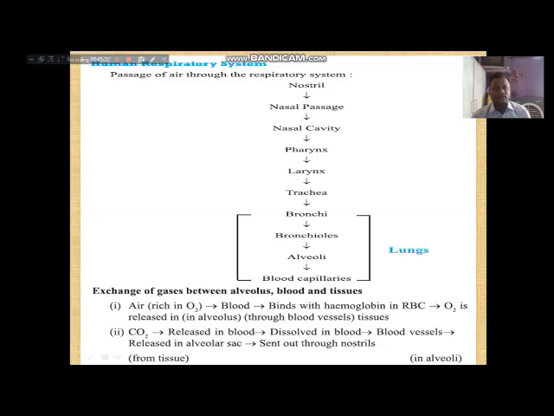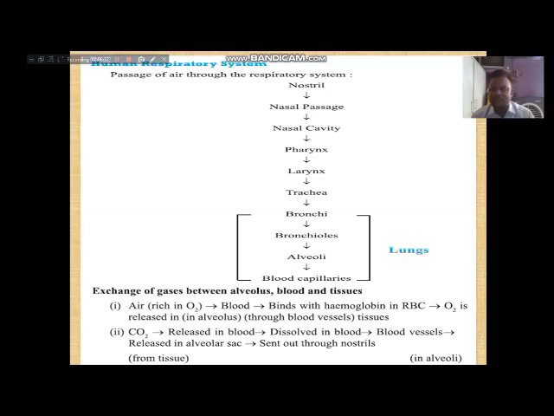Okay, now how will it take place? When the air, which has a rich amount of oxygen, enters into our nostrils, it finally reaches the end point, the alveoli, where blood capillaries are releasing some blood. That blood receives the oxygen from the air, and that blood contains hemoglobin. That hemoglobin takes the oxygen, and the oxygen is carried to the different tissues by the blood itself.